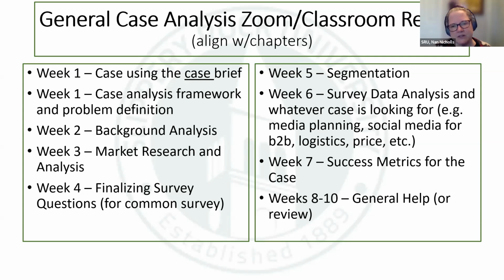And then the rest of these were really more from what you would find in a typical strategic marketing planning book, where it really looked at how to do these things, where we would review them. Like Kurt was talking about, we required these weekly meetings that would be a Zoom meeting, but we also had recordings that were more general. So we had a general review and recording of how you use a case, using a case brief, looking at the framework and problem definition, and the rest of these that are on here, background analysis, market research.